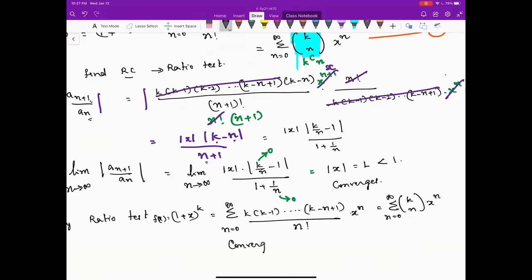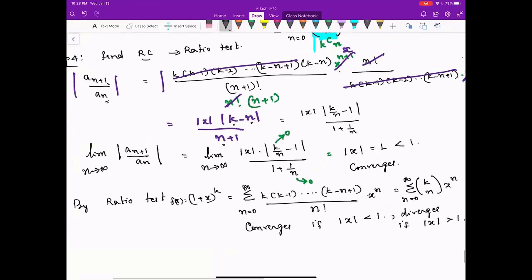It converges whenever absolute x is less than 1. It converges whenever absolute x is less than 1, and it diverges for all other values. So this is the binomial theorem.